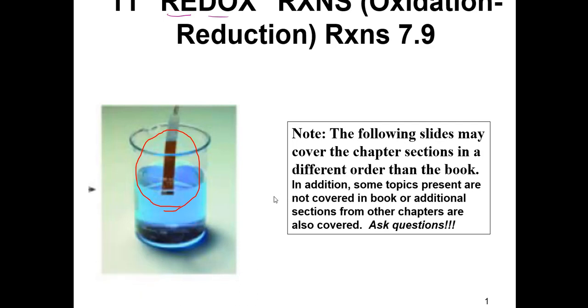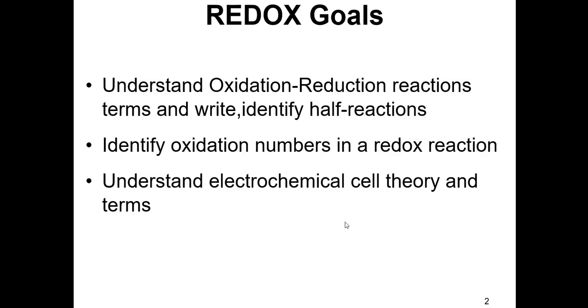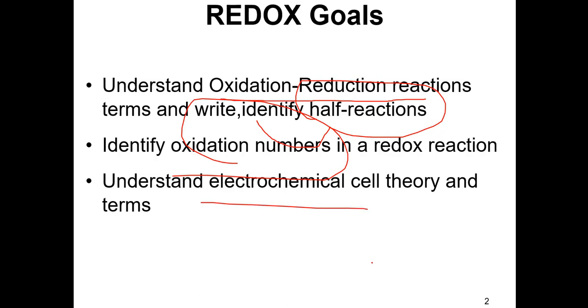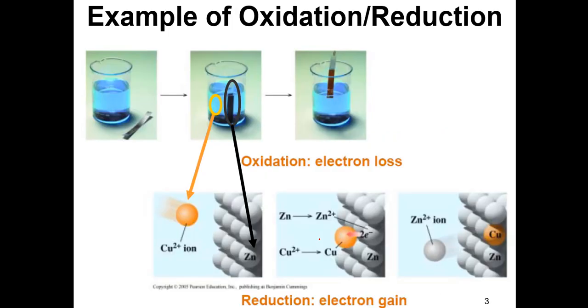So this is an example of a redox reaction. We have a zinc plate placed in a copper solution. So again, your goal is to understand the basics of redox reactions, and then we're going to write these hypothetical easy half reactions and identify oxidation numbers. I may actually have you predict half reactions, and then understand the basic electrochemical cell, which is essentially a battery.